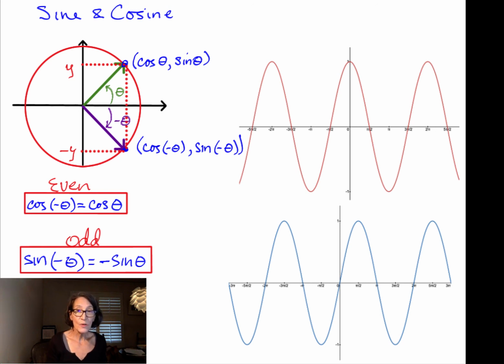All right, so that was a little review of symmetric functions and their graphs. And we will be using the definitions of odd and even functions throughout this course.